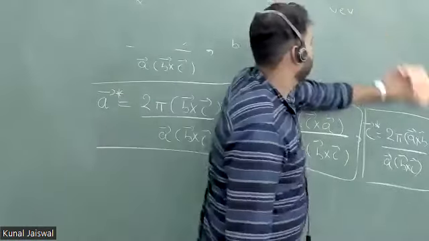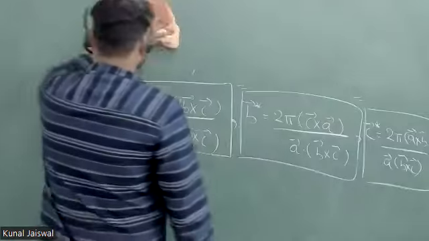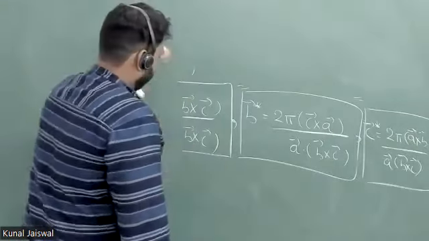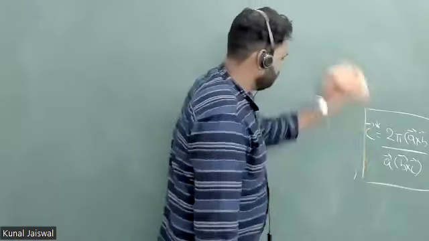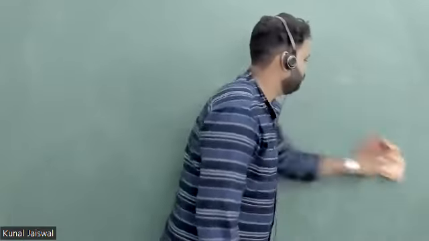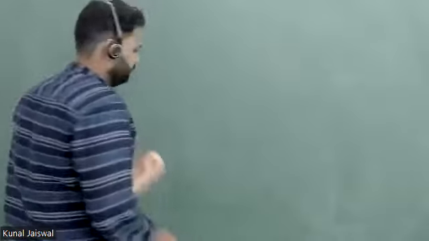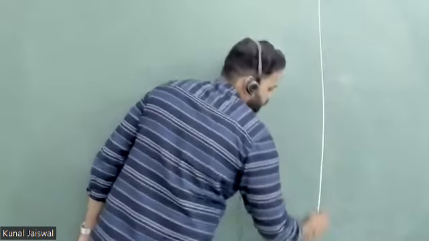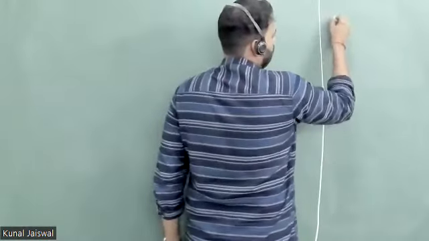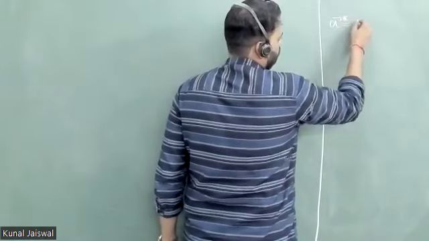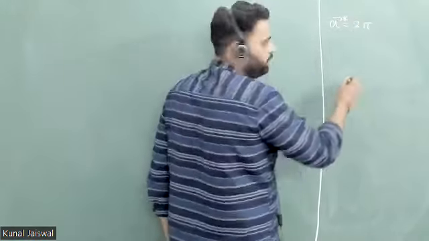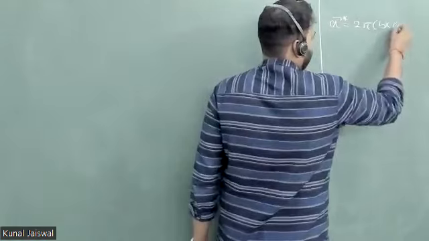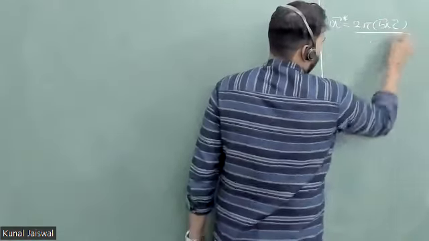Reciprocal lattice vector for the simple cubic lattice. First, in this corner, I'm going to write this expression. A star is what? 2 pi B cross C upon A dot B cross C.